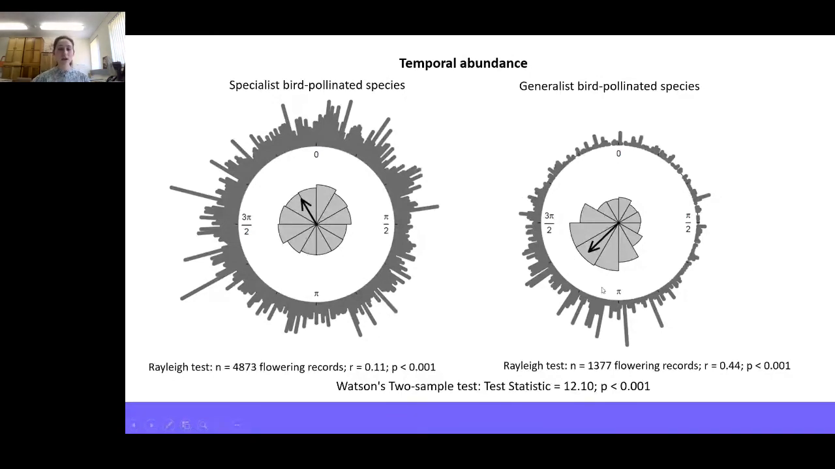And though these two plots both do show that there is a significant peak in flowering in late winter in generalist bird-pollinated species and in late spring in specialist bird-pollinated species, we can see that the peak in the specialist is very weak because it has a very low R value. An R value of 0 indicates that there's a uniform distribution of data around the circle, whereas an R value of 1 indicates that all the data points are at one point. And so we can see that the distributions are quite clearly different, and this is confirmed by the Watson's two-sample test of homogeneity, which shows that there is a clear difference in the distributions between these two groups of bird pollination.